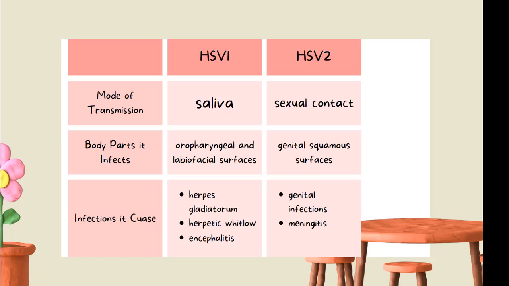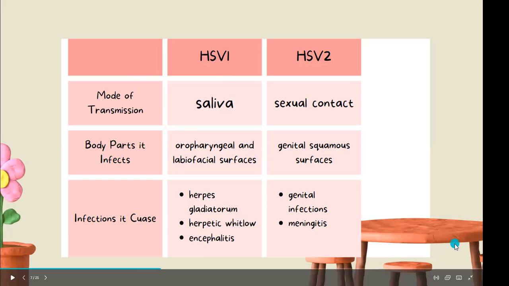Now let's proceed to the serotype 2 herpes virus. It can be transmitted through intimate sexual contact, and the body parts it infects primarily are the genital area or genital surfaces. The infections it causes are, of course, genital infections, and it can also cause meningitis.